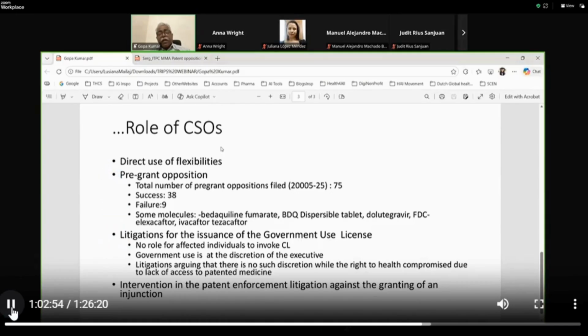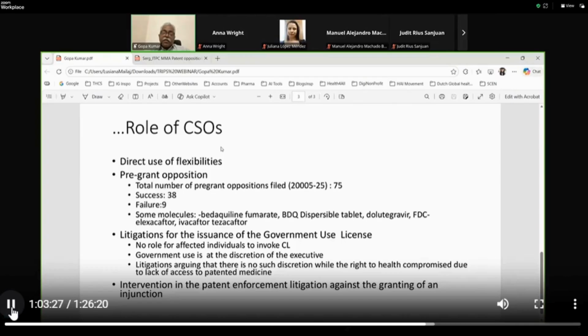And sometimes the patent opposition may not even go to the final stage. Before that, the patent applicant withdrew the patent application. One example is the TB medicine 3HP, where civil society organizations filed, I think, 2 patent oppositions, and the applicant withdrew before reaching the hearing stage.